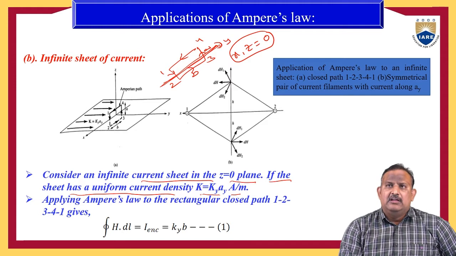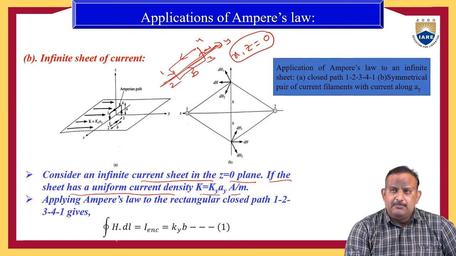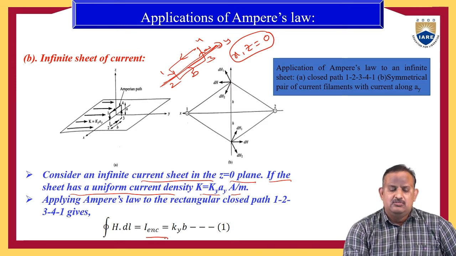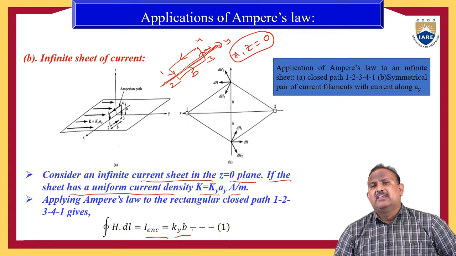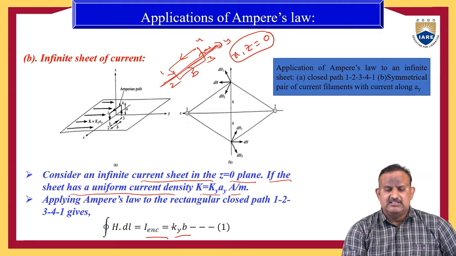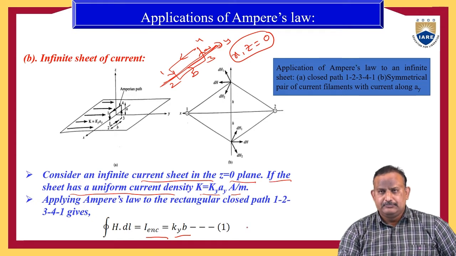So according to Ampere's Circuital Law, if you apply it, the current enclosed I is equal to the closed integral of H dot dl. Which is having some current intensity, let us assume Ky into b, which is having the current density Ky into b.